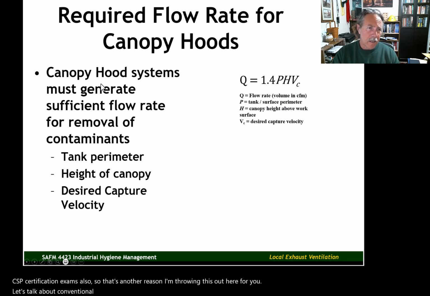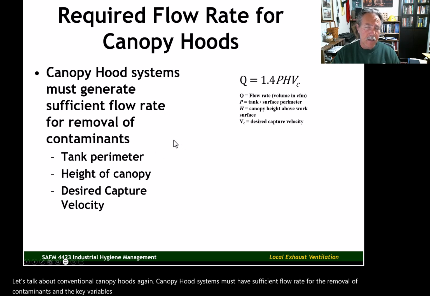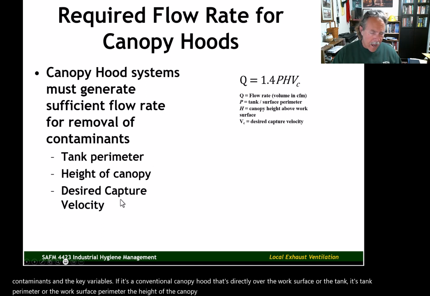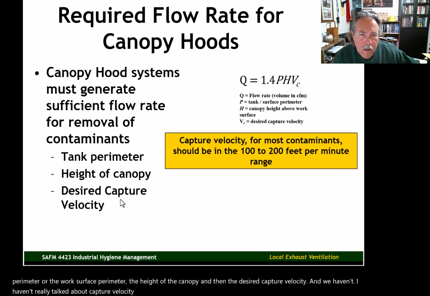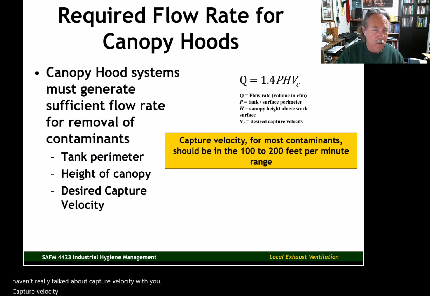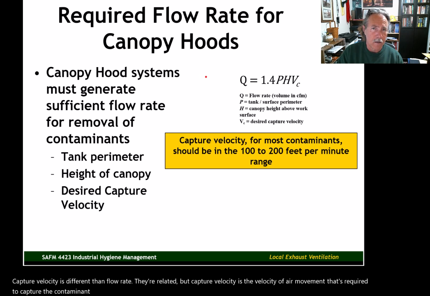conventional canopy hoods. Again, canopy hood systems must have sufficient flow rate for the removal of contaminants. And the key variables, if it's a conventional canopy hood that's directly over the work surface or the tank, it's tank perimeter or the work surface perimeter, the height of the canopy, and then the desired capture velocity. And I haven't really talked about capture velocity with you. Capture velocity is different than flow rate.